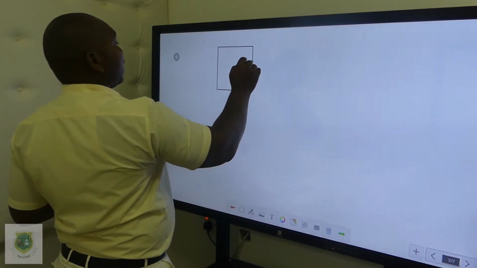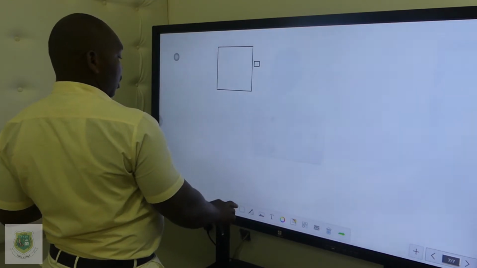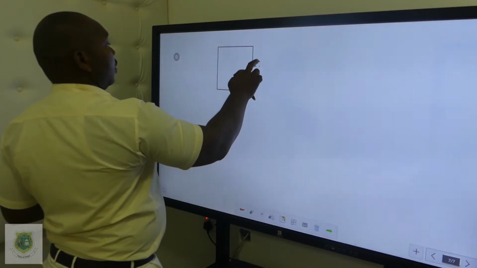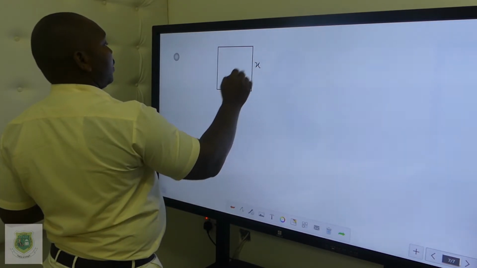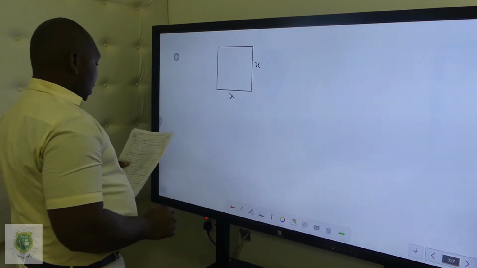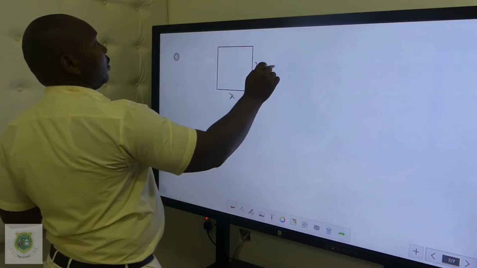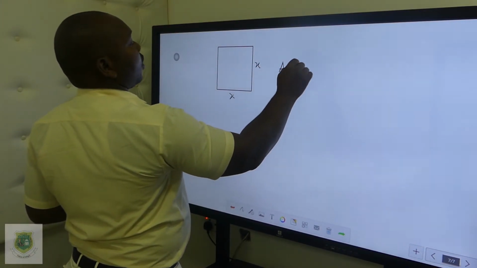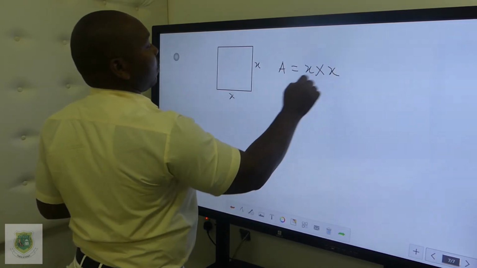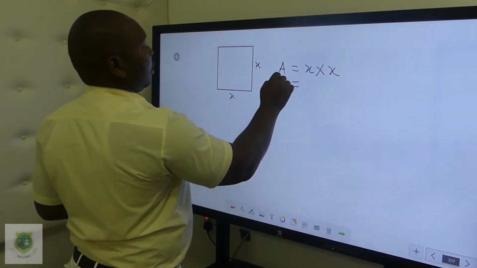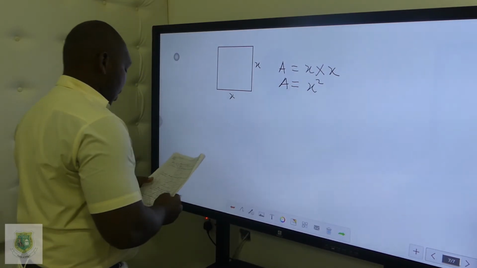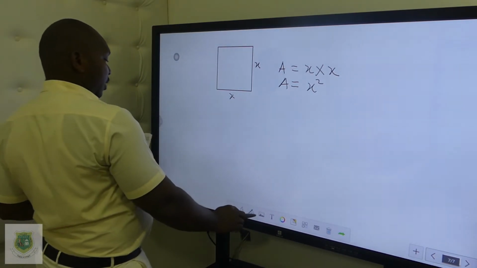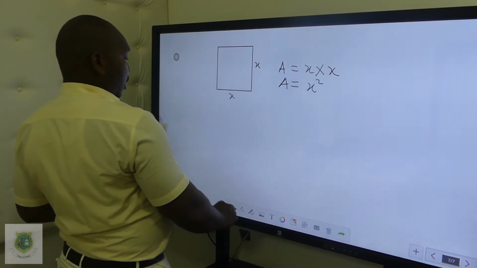The square has equal sides. So the area of the square is equal to x times x, which is area equal to x squared.